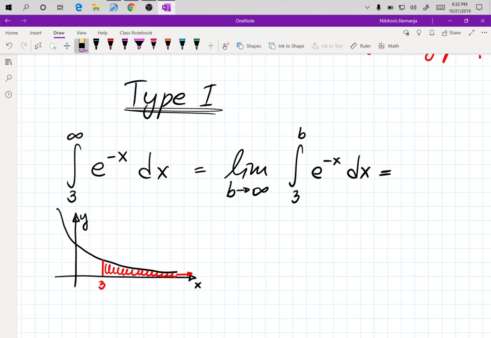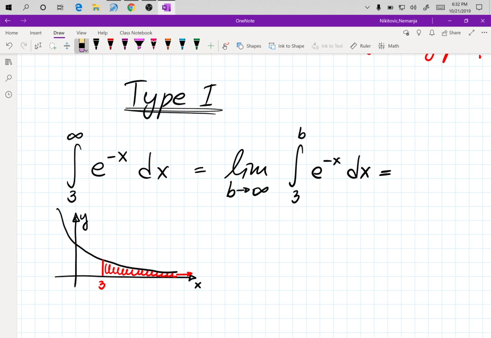And now, what happens when I plug in infinity? What's e to the negative infinity? 0. Very good. Let's do it in blue on the side. Limit of e to the negative x as x goes to infinity. Well, let's do positive x and then negative infinity. How about that?